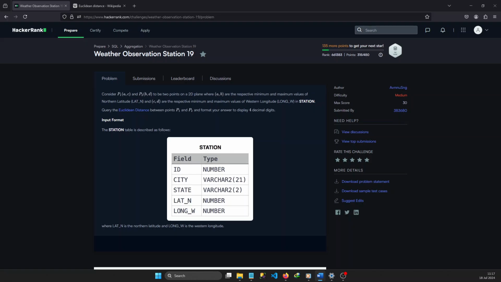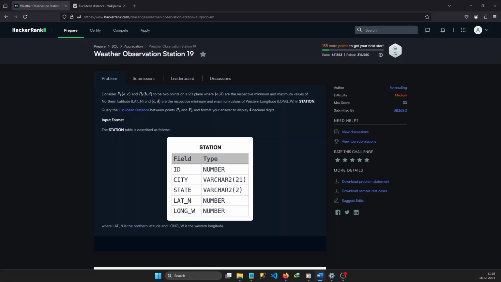Today we're looking at Weather Observation Station 19 on HackerRank. The problem is: consider P1(A, C) and P2(B, D) to be two points on a 2D plane, where A and B are the respective minimum and maximum values of northern latitude, LAT_N, and C and D are the respective minimum and maximum values of western longitude, LONG_W, in a table called STATION.